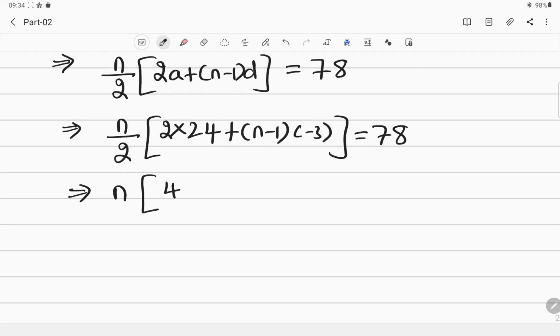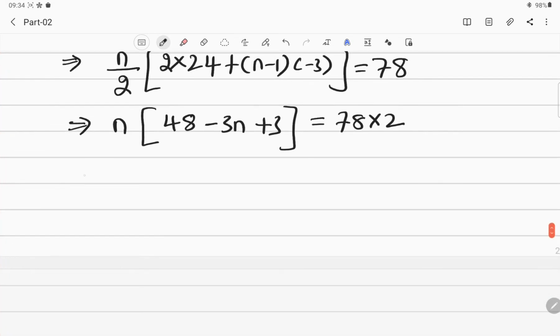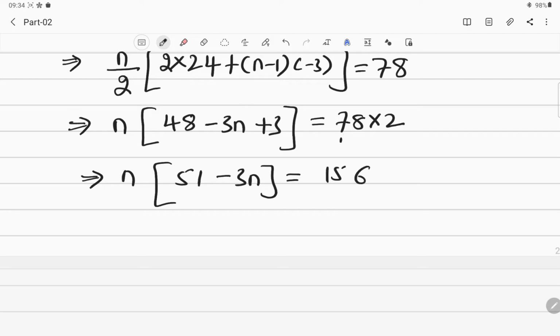2 into 24 is 48. n into minus 3 is minus 3n, minus 1 into minus 3 is plus 3. And that is equal to 78 into 2. I hope it is getting clear. Now it becomes n bracket 48 plus 3 is 51, then minus 3n is equal to 78 into 2: 2 8s are 16, 1 is a carry, 2 7s are 14 and 15. So it becomes 51n minus 3n square is equal to 156.